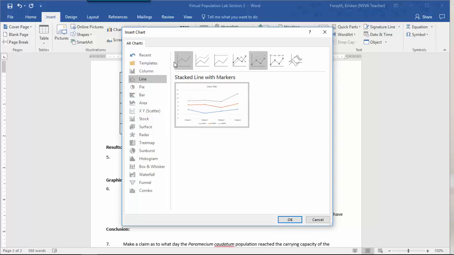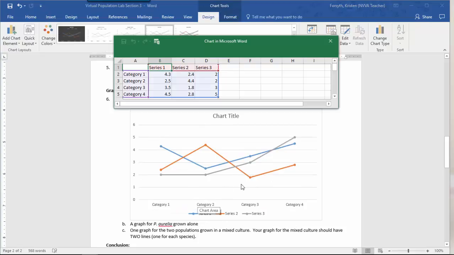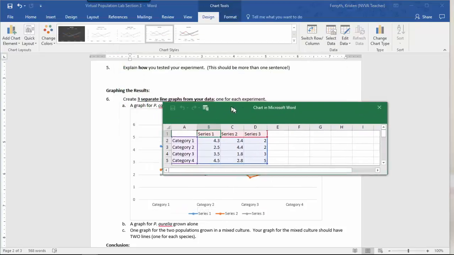It doesn't really matter which kind of graph you have. It's the same basic overview. So I'm just going to click on the one with the points. That way you can see it easily. Click on OK. And once you do that, a little chart will pop up. And then this is the data table you're going to use. So you want to keep that open.